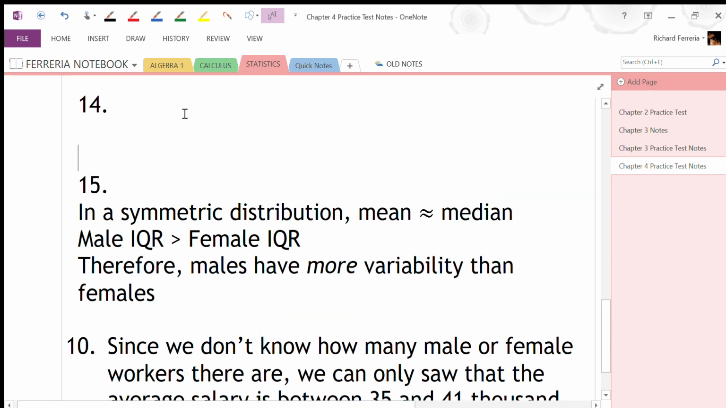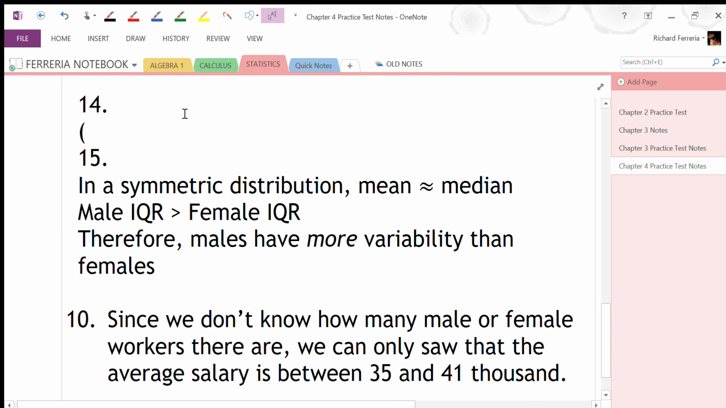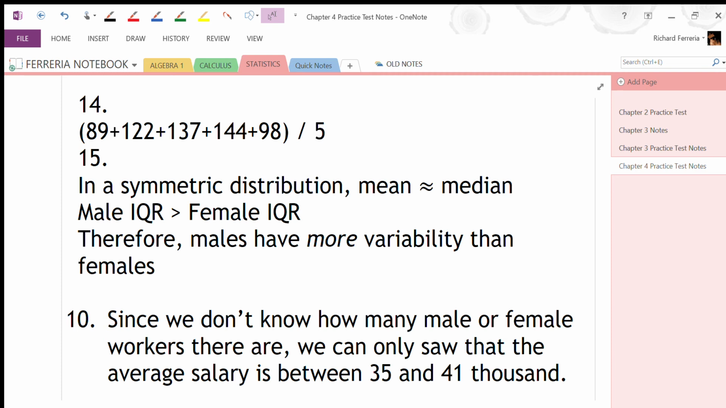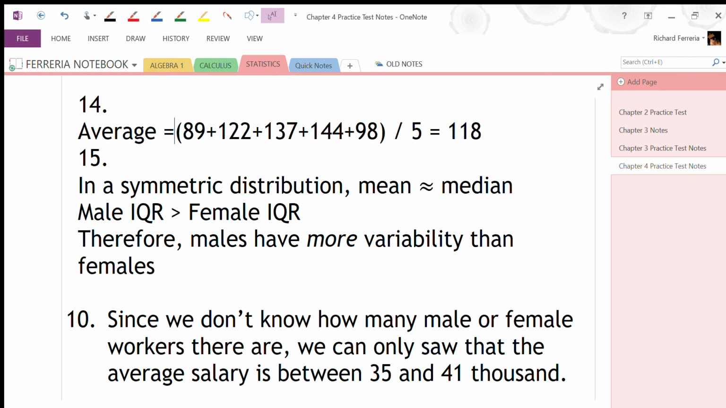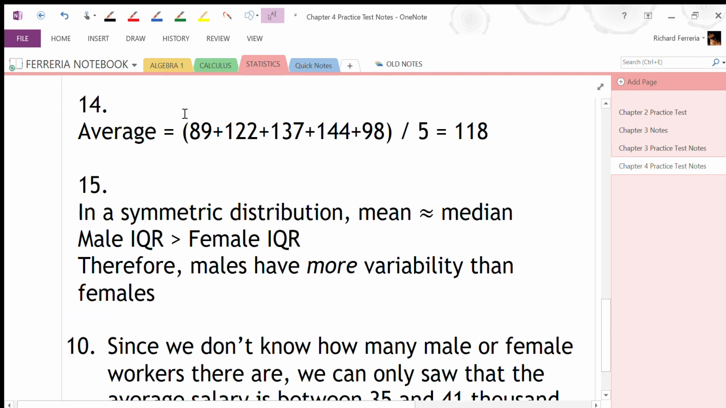So the average is going to be just all of those added together, which is what, 89, 122, 137, 144, 98. And we're going to divide it by how many of them there are. I think there were 5 of them. And that gives us an average of 118. That's our average weight, assuming I didn't do anything wrong. Never quite sure about that.